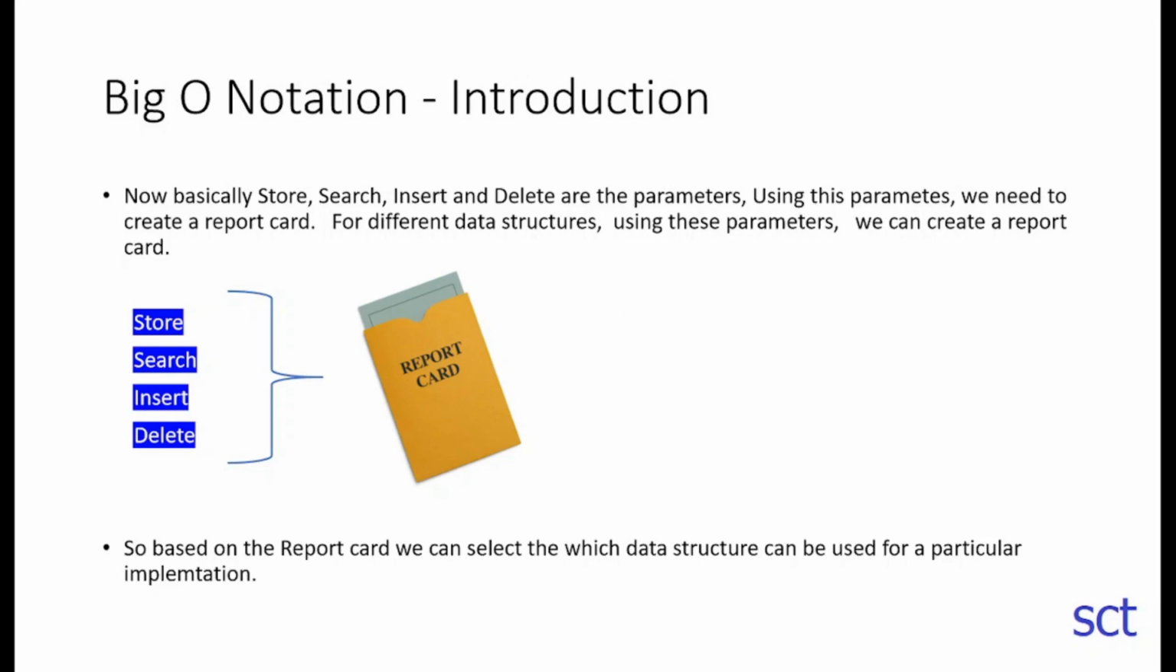So now basically store, search, insert and delete are the parameters. Using these parameters we need to create a report card for a different data structure. So based on the report card we can select which data structure can be used for a particular implementation. So let us go into detail on this big O notation.